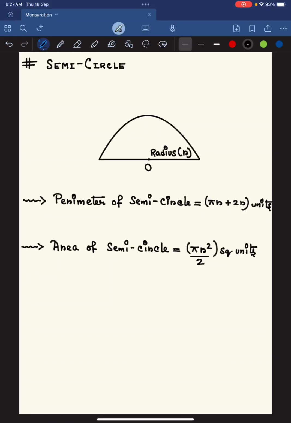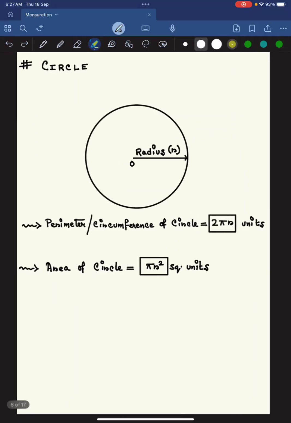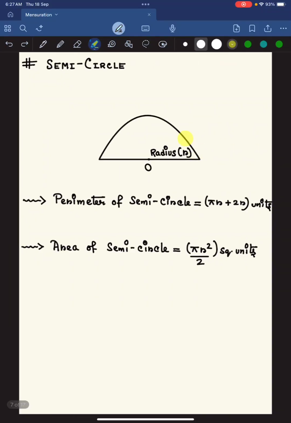In case of the perimeter of semicircle, when you are calculating the perimeter or circumference of a circle, the circumference of this entire arc is 2 pi r. If the circumference of this entire arc is 2 pi r, then the circumference of this half arc will be what? Pi r, right? And other than that, we have this entire line as well.